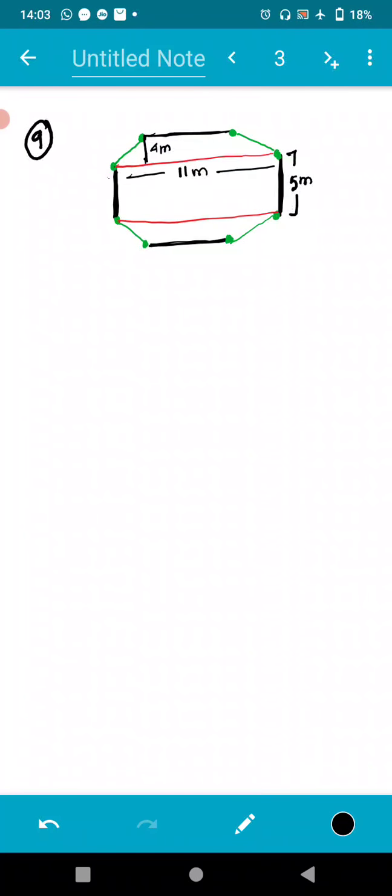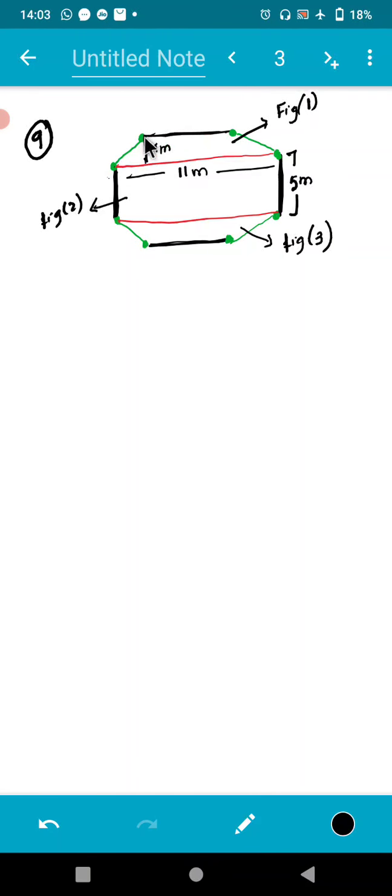So, this entire figure has been divided into 3 groups. That is, this is figure number 1. Okay. This is figure number 2, and this is figure number 3. Okay. Now, if we find out the area of all those figures and add it up, the required sum would be the area of the whole figure. Okay. So, now we will start with figure number 1.